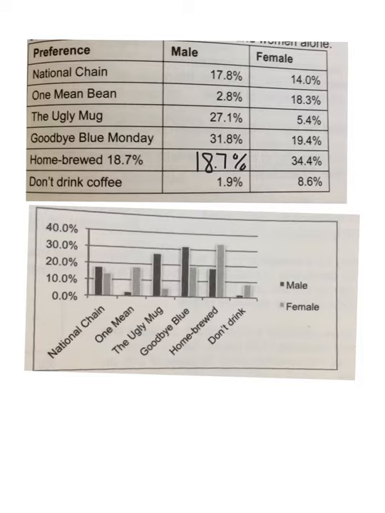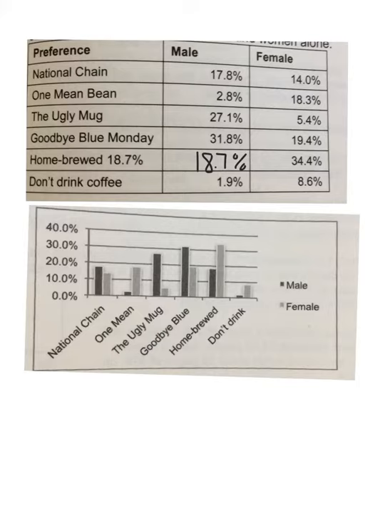Now look at this graph. Now what you might want to do, and that's for the conclude part, I'm not going to write this, but let's take a look at this graph. Is there anything that's dramatic? Well, it sure looks like females sure like One Mean Bean versus the males. And the males like these two much better. One Ugly Mug and Goodbye Blue. So you could say that in your conclusion.